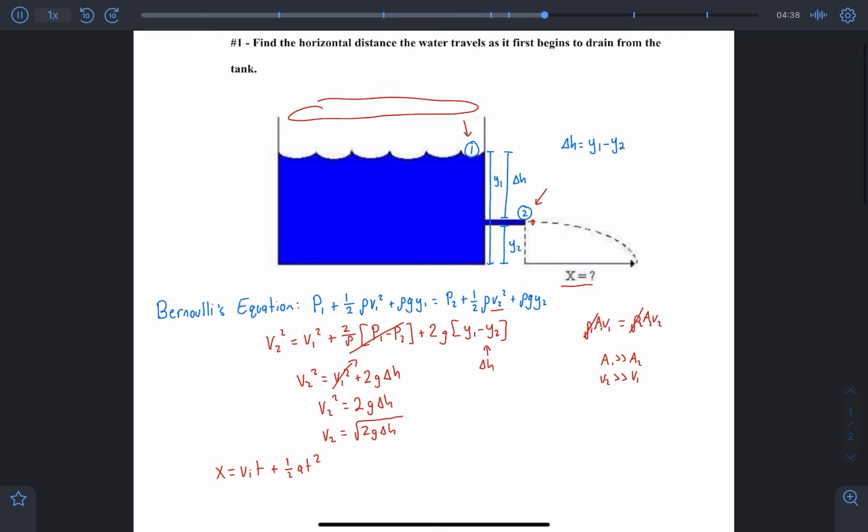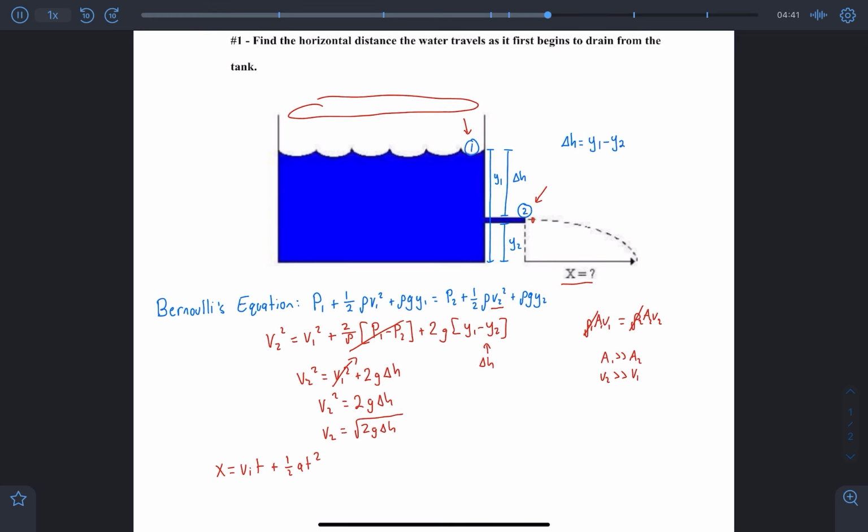But to do so, we're going to need a time, right? Because we're looking for that delta x, and we have our velocity. We know that there's no acceleration in the x direction, but we don't have a time here, so we're missing time. And so to solve for time, we can use our y direction and then use that time to then solve for that x distance.